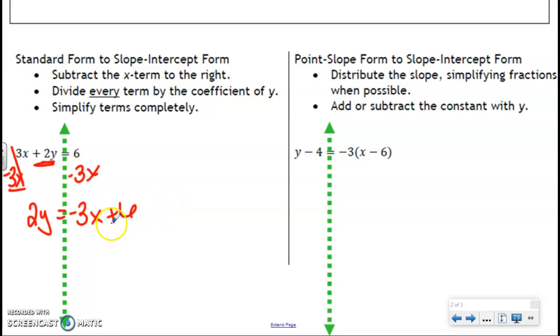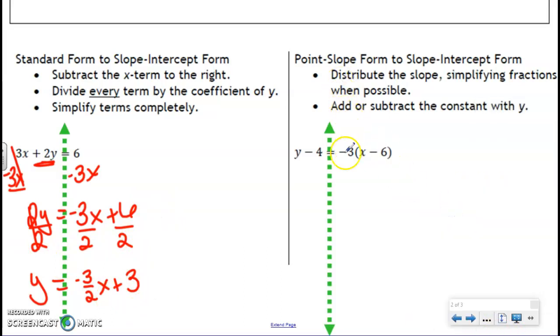I cannot combine those together because they're not like terms. My last step is to divide both sides by 2. On the right side, I like to write it underneath each term so I don't forget something, and then see what I can simplify. So negative 3 over 2 I can't reduce, so I get negative 3 halves. 6 over 2 I can reduce, 6 divided by 2 is 3, and I'm done. Y is alone.